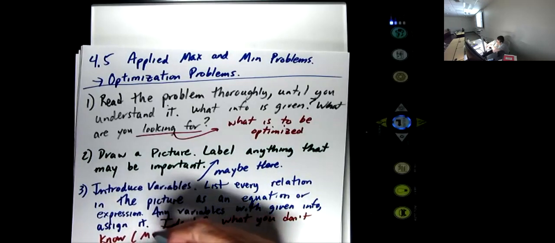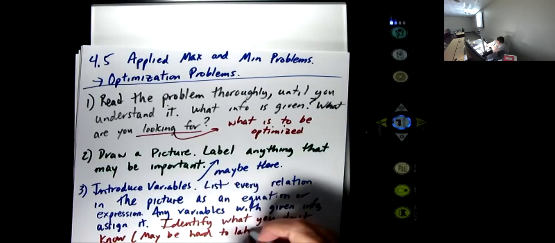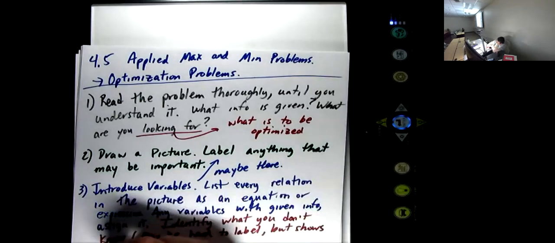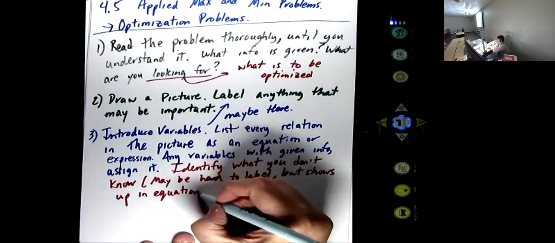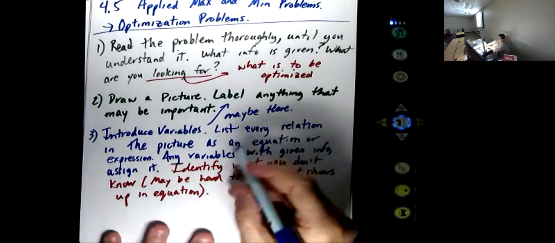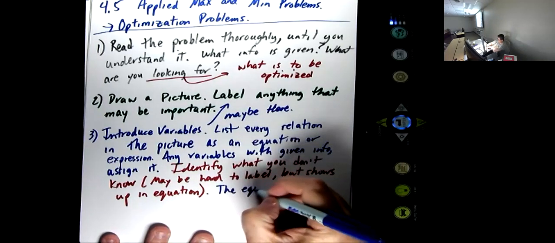And this may be hard to label, but shows up in equations. So it may be hard on a picture, but if you have the equation, you can do quite well. And I'm going to add, I don't have this in my notes in here, but I think I need to add it. The equation you need is not always the first one you think of.